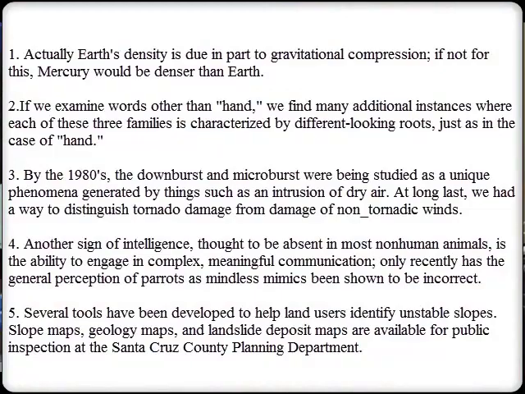I'm going to read them right now. Number 1. Actually, Earth's density is due in part to gravitational compression. If not for this, Mercury would be denser than Earth. Number 2. If we examine words other than hand, we find many additional instances where each of these 3 families is characterized by different looking roots, just as in the case of hand. 3. By the 1980s, the downburst and microburst were being studied as a unique phenomena generated by things such as an intrusion of dry air. At long last, we had a way to distinguish tornado damage from damage of non-tornadic winds.